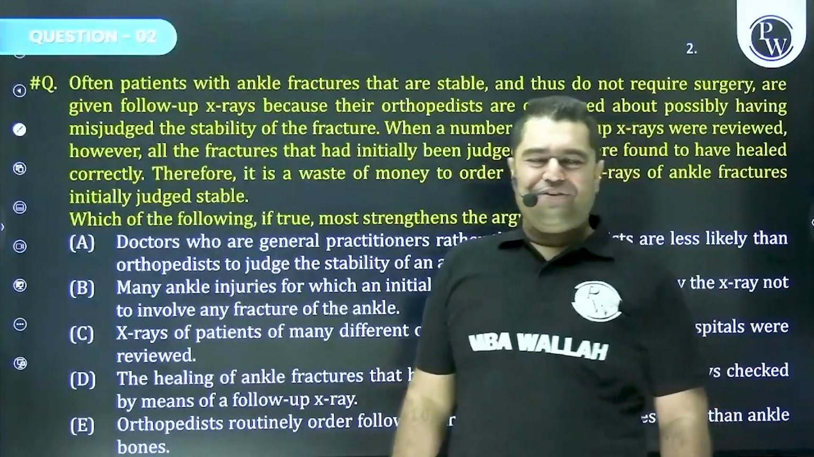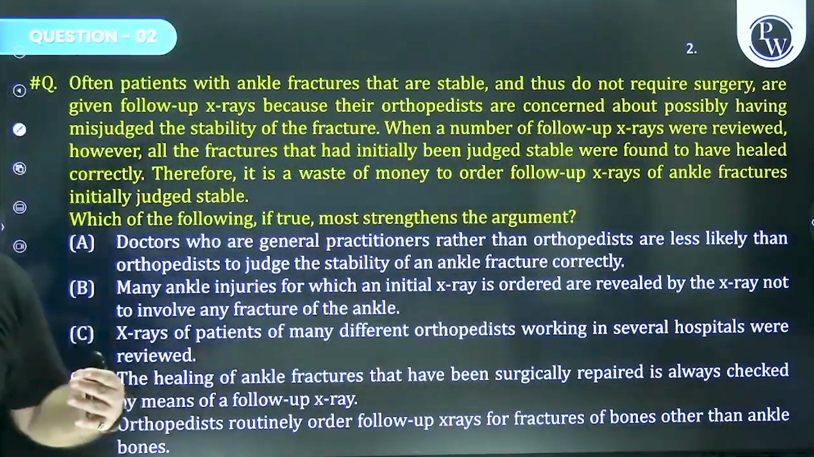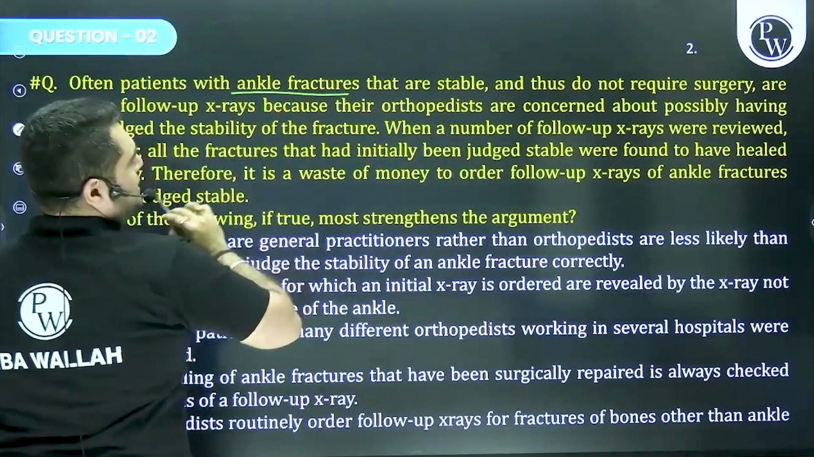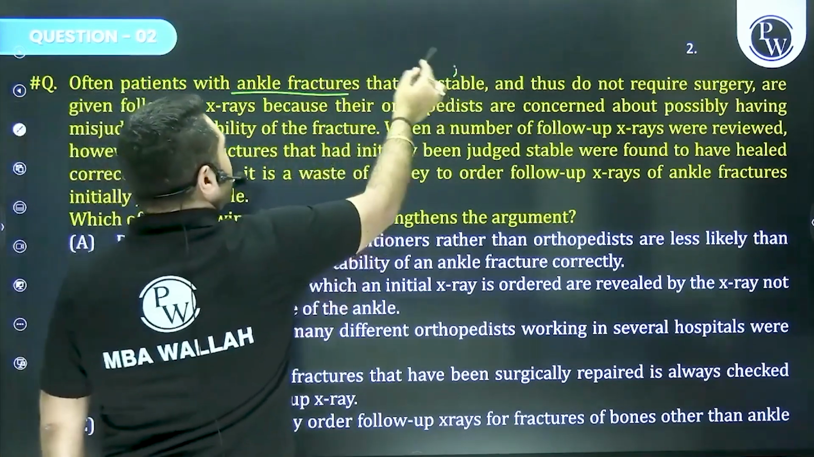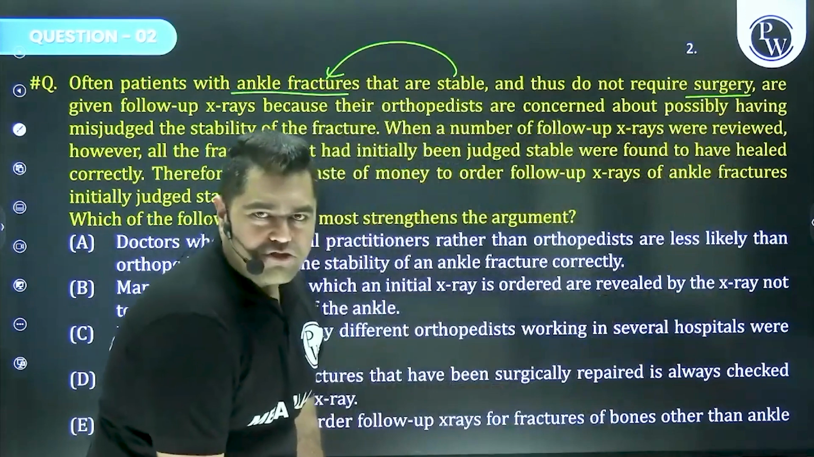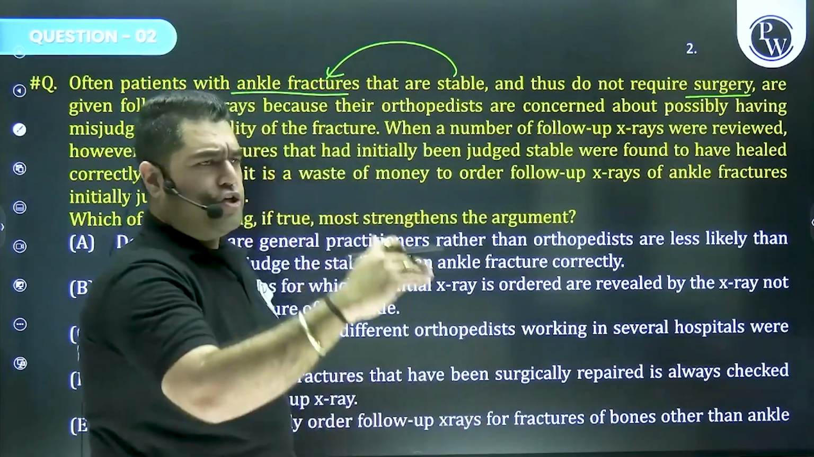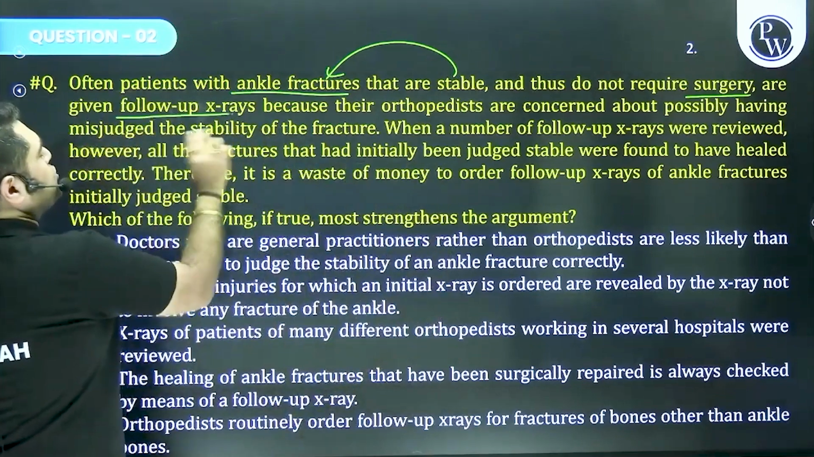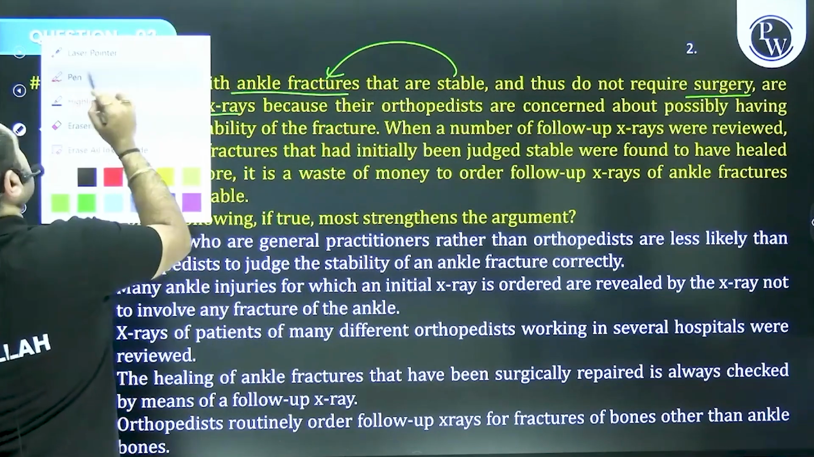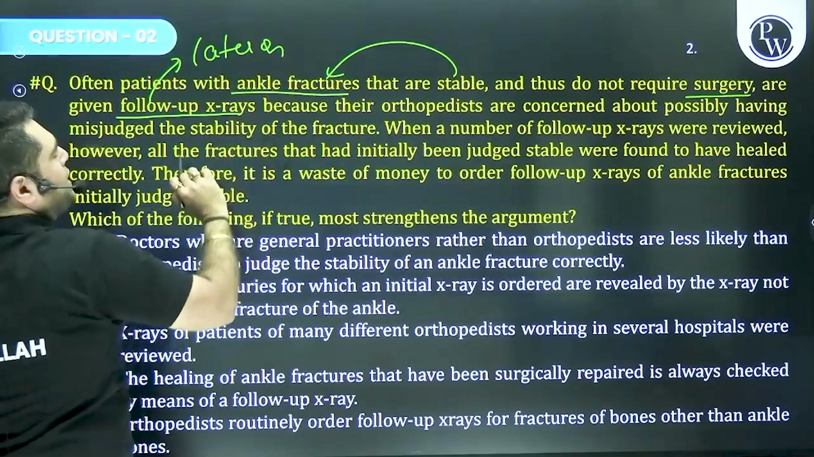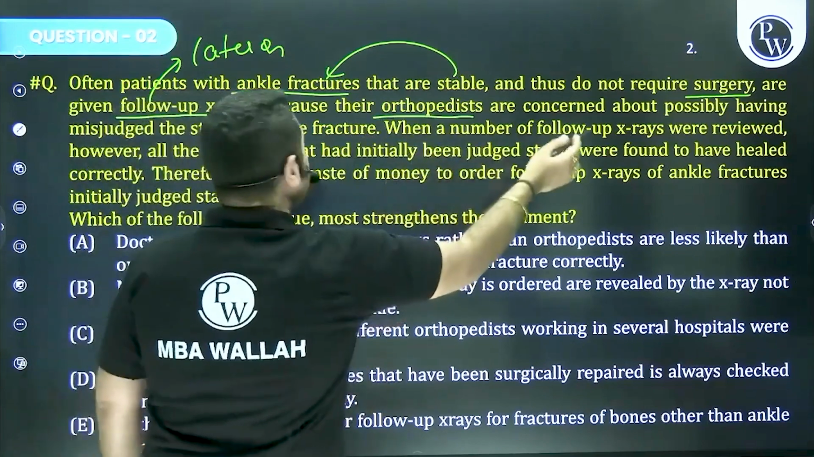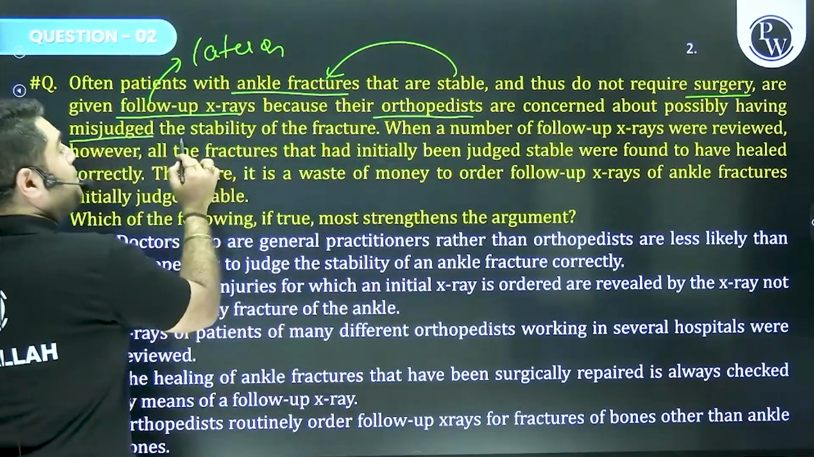Next, let's continue. Okay? So people, this is the question. We will read together and then of course you will solve. Often patients with ankle fractures that are stable, meaning ankle fractures that are stable and thus do not require surgery, are given follow-up x-rays. Follow-up x-rays meaning later on. Okay, they have to do an x-ray because they are orthopedists. Orthopedists, meaning bone doctors, are concerned about possibly having misjudged the stability of the fracture.